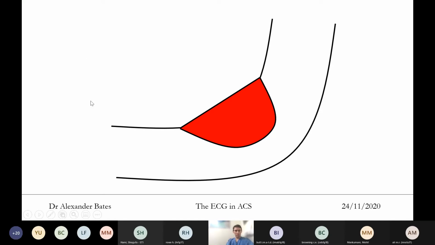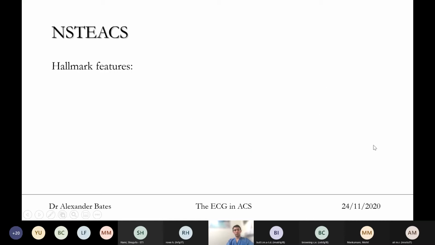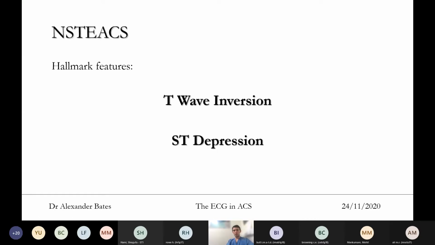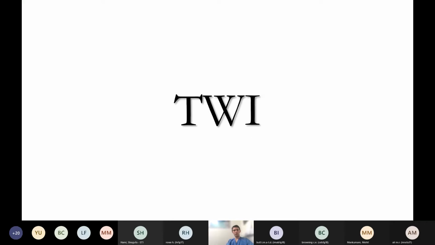You may remember this diagram roughly from 2 weeks ago. This is the cavity, let's call it the left ventricular cavity. This is the endocardium, this is the epicardium, and this is a subendocardial infarct affecting not the full thickness of the myocardium. ECG hallmark features that you will see: T-wave inversion and ST depression. So let's go through those. Firstly, T-wave inversion.